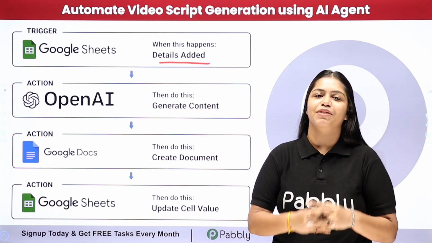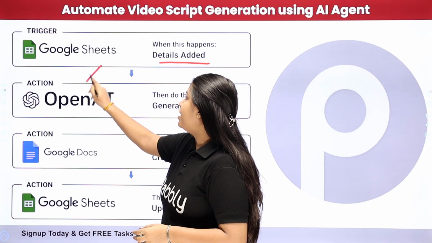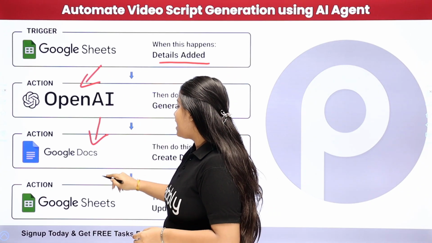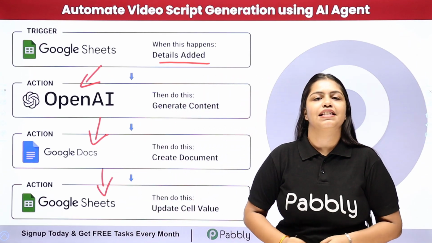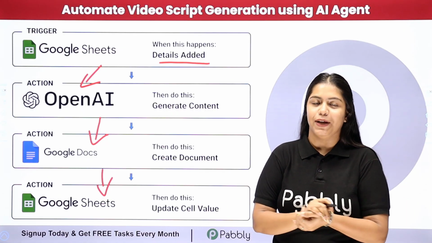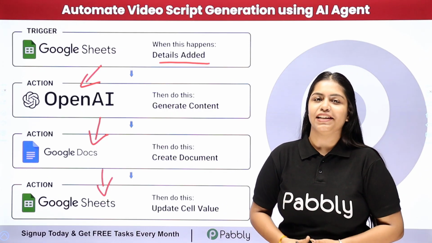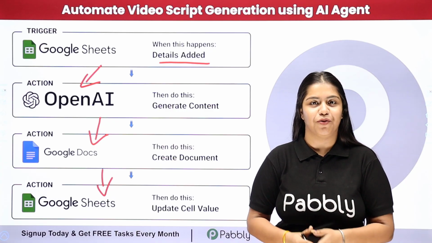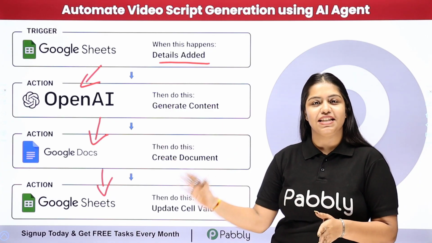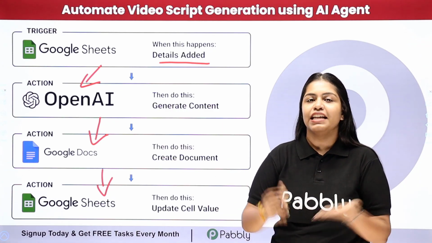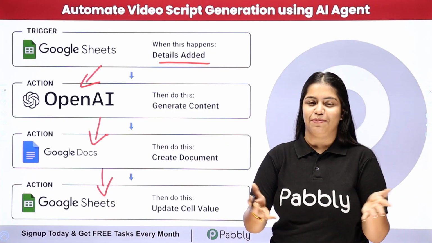So to do this, we are simply going to create a connection between Google Sheets, OpenAI, Google Docs and Google Sheets. And to create this connection without knowing any programming or coding language, we are going to use Pabbly Connect. It is an amazing automation software. So if you also want to create this amazing automation for your own business, then for that you have to come with me towards my screen.